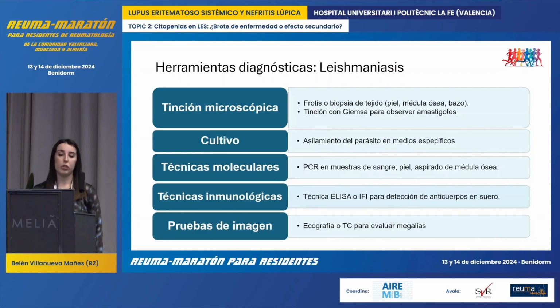A few brief notes on the diagnosis of leishmaniasis. It is usually diagnosed by performing a biopsy of the affected tissue, whether it be skin, bone marrow, or spleen, and a Giemsa stain is used to observe amastigotes. The parasite can also be isolated using more specific culture media. A PCR can also be performed on the obtained sample. To detect antibodies, immunological techniques such as ELISA or indirect immunofluorescence can be used. And then we can also rely on imaging tests such as ultrasound and CT scans.